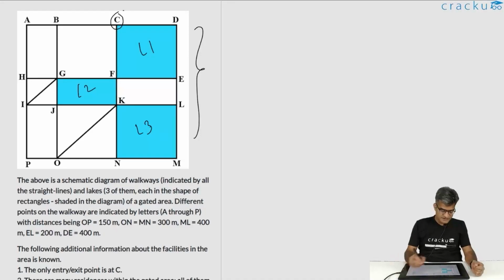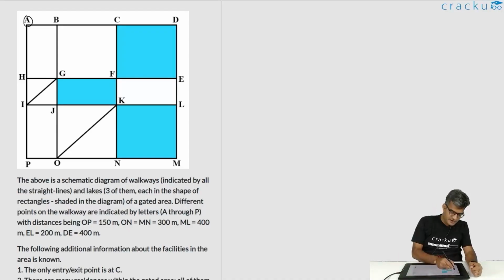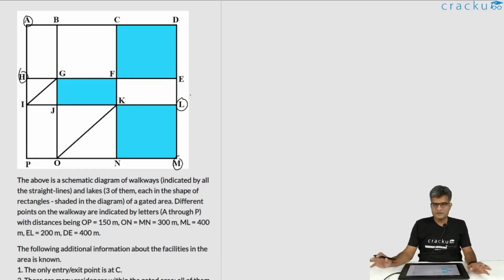There are some houses in the area. The houses are in A, H and on this line AH. They are also on M and L and on this line ML. There are no other houses anywhere else.